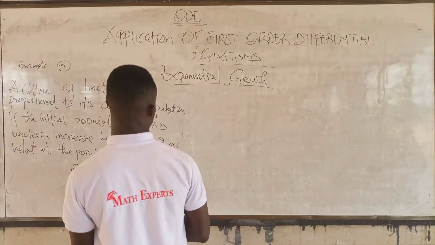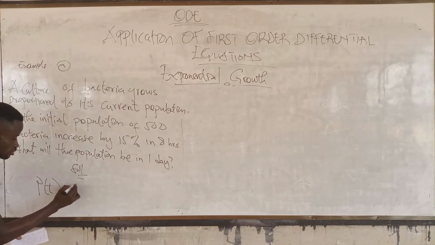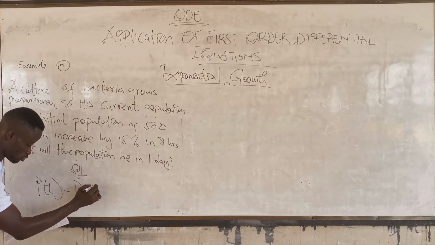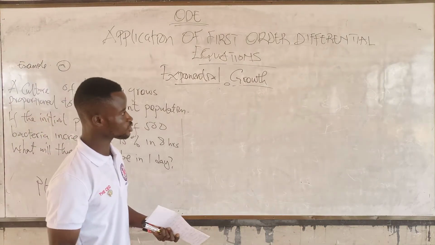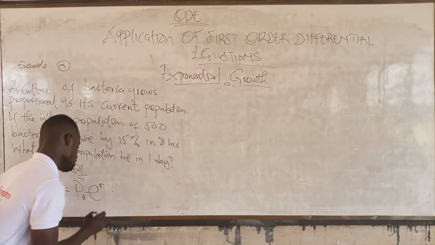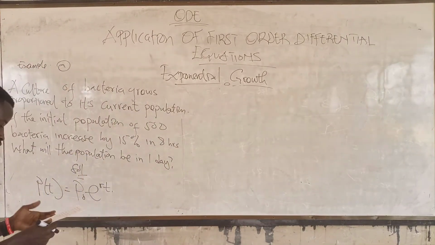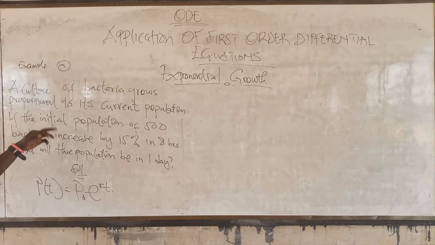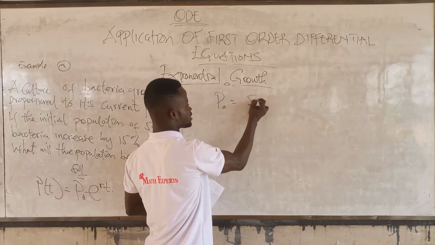Alright, so the first thing to do is to write the model. First, dP/dt, that's going to be the model. Now, in some books, it's not r, but they still maintain it to be k. It's still the same thing. Very good. So let's move on. Now, when you read the question, it says the initial population of 500, this is just telling you that P naught is 500.